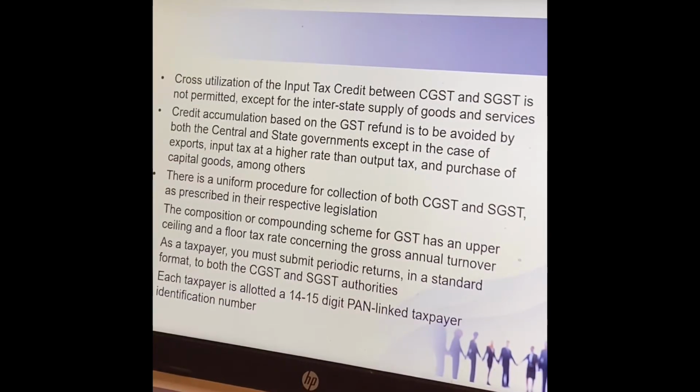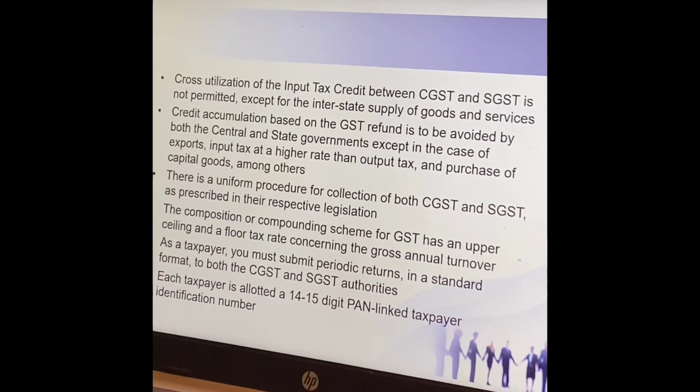Cross-utilization of the input tax credit between CGST and SGST is not permitted except for the interstate supply of goods and services. Credit accumulation based on the GST refund is to be avoided by both the central and state governments except in the case of exports, which involves IGST. So input tax at a higher rate than output tax and purchase of capital goods, among others. So these are some exceptions.